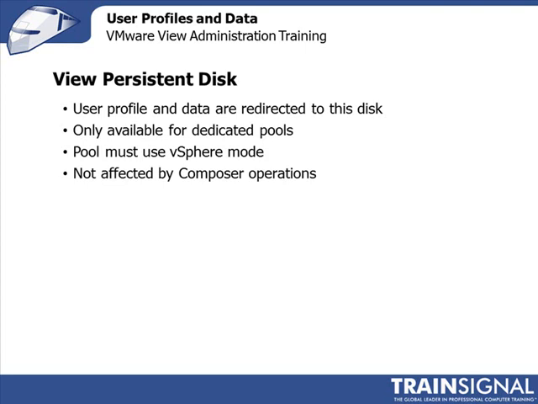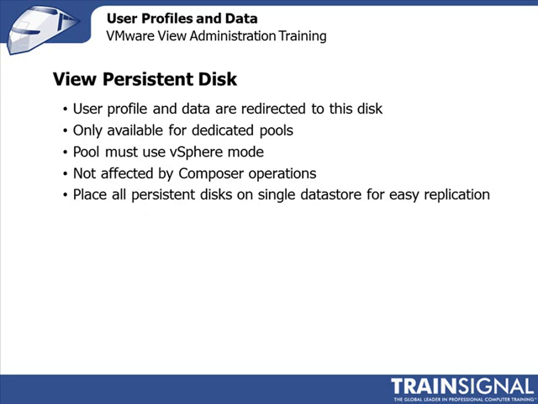A major downside of using local profiles within the View infrastructure is when we do a refresh or recompose operation, that throws away any changes to the C drive that would also affect our profile. By redirecting all of our profile and data to the persistent disk, Composer will leave that disk completely alone and only affect the C drive.